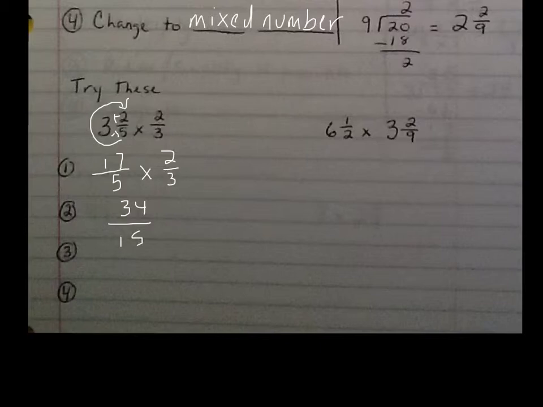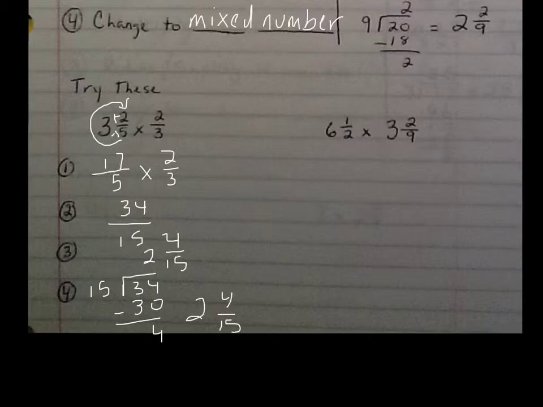And then now we can't reduce it, so we're going to leave it like that, but we do need to change it back into a mixed number. So we're going to divide. 34 goes inside, 15's on the outside. 15 goes into 34 2 times. That's 30. Subtract, we got 4 left over. So our answer is 2 and 4 over 15. So we can probably write that over here, make it a little nicer. There you go. That's your answer.